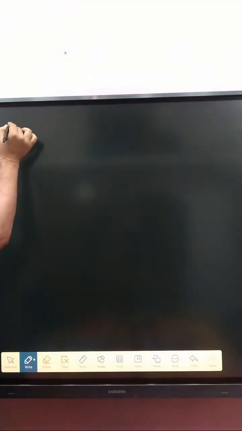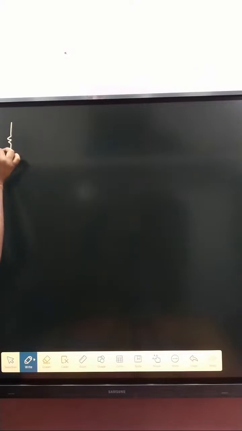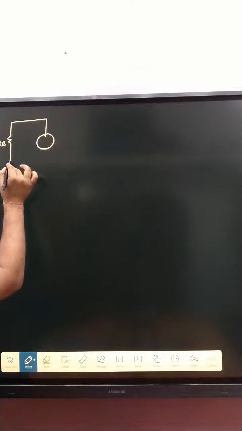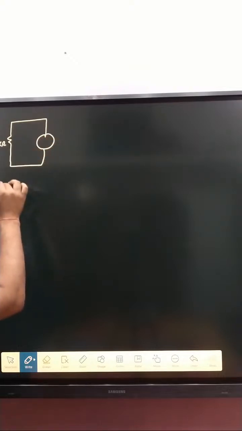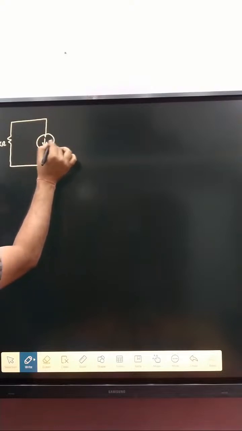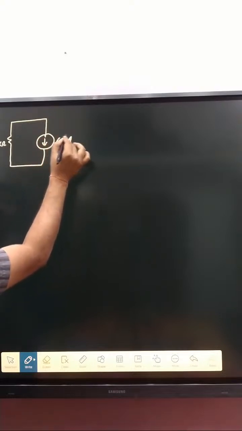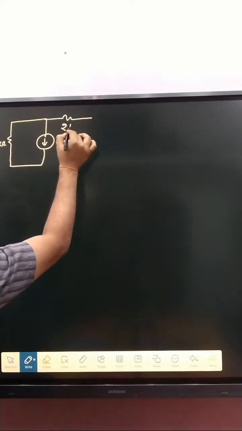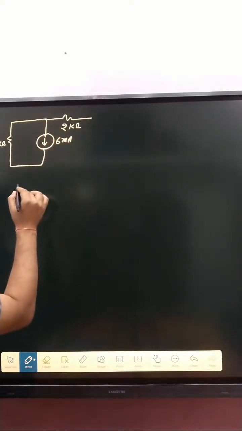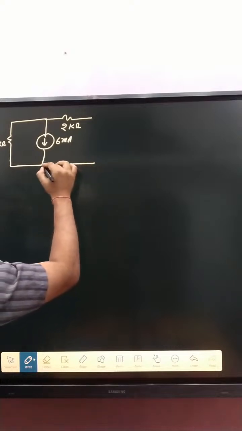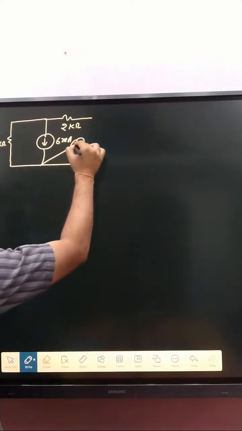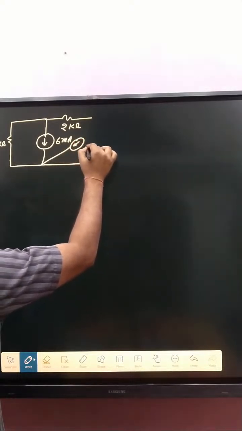This one is 3 kilo ohm. A current source is represented like that one, and that current source is 6 milliampere. And that one is 2 kilo ohm. And here, that is 4 milliampere.